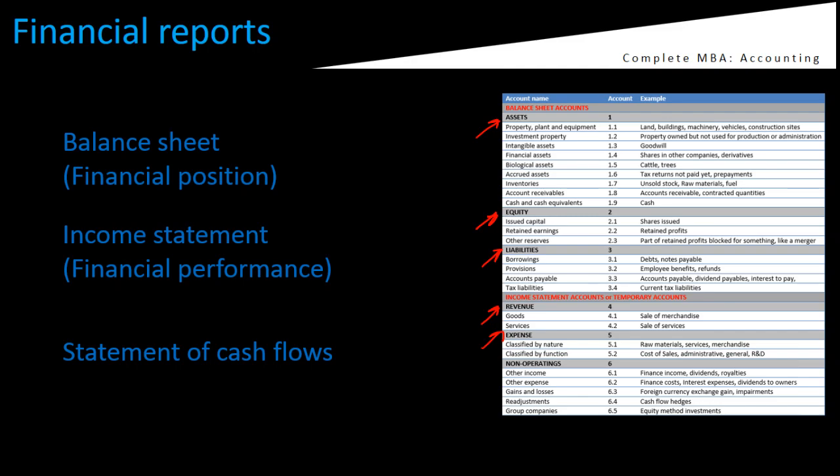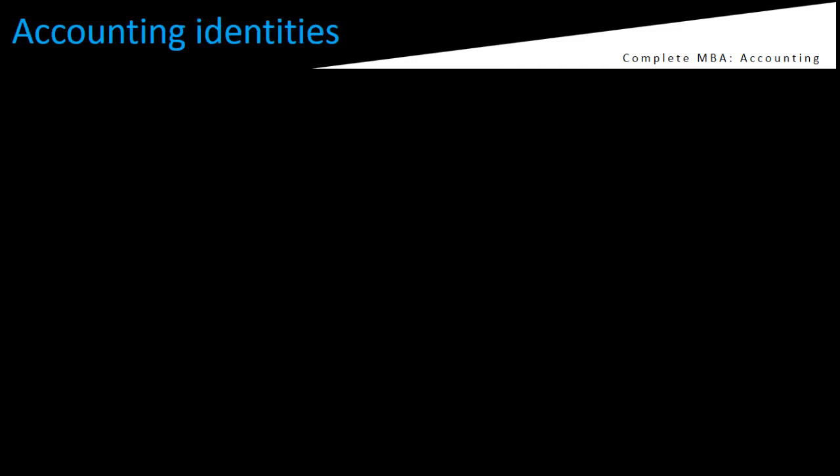So good. Now that you know about the main financial reports, these three, it's the moment where you need to understand the main equations that relate the accounts on them, which are called accounting identities. Let's go to the last slide. So what is an accounting identity? An accounting identity is an equation relating important accounts on your COA. There are three main ones that you need to learn to identify.